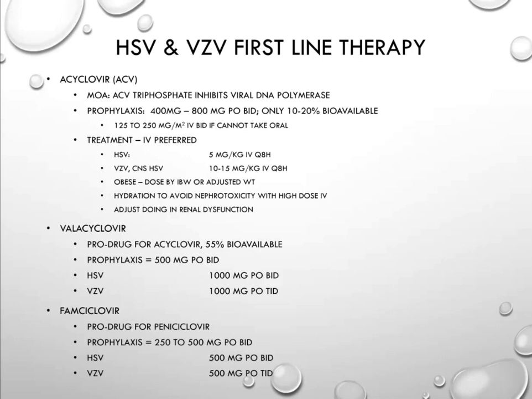Valacyclovir is a prodrug for acyclovir. It's about 55% bioavailability, and so this is a superior option for treatment of HSV or VZV with the doses you'll see there. Famciclovir is another perfectly appropriate option. It's a prodrug for penciclovir, which has very similar activity to acyclovir, but it's not available in the US.